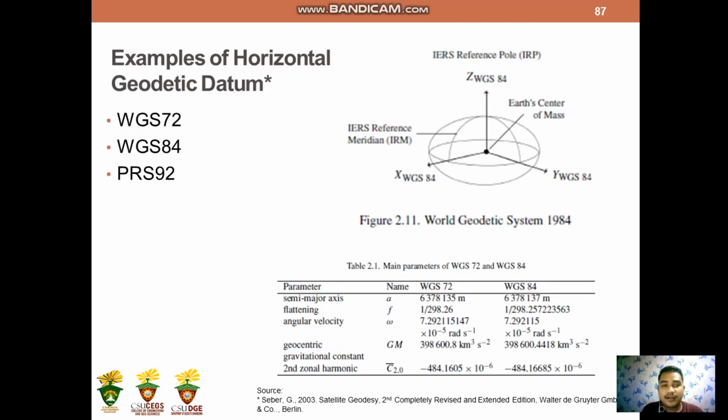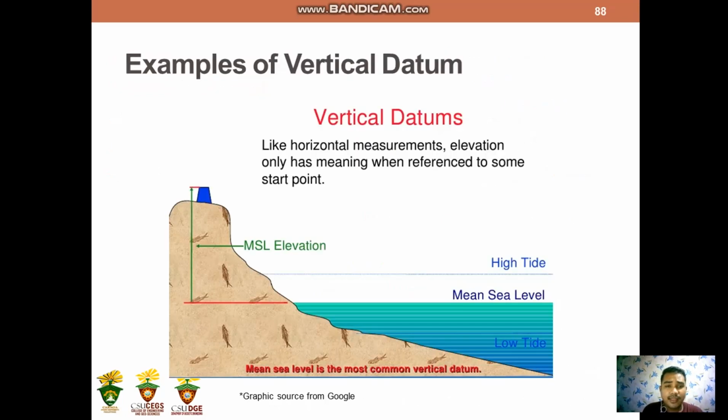So there are examples of horizontal geodetic datum. We have the WGS 72, WGS 84, and PRS 92. These are examples of geodetic datum. And for vertical datums, we have the mean sea level.